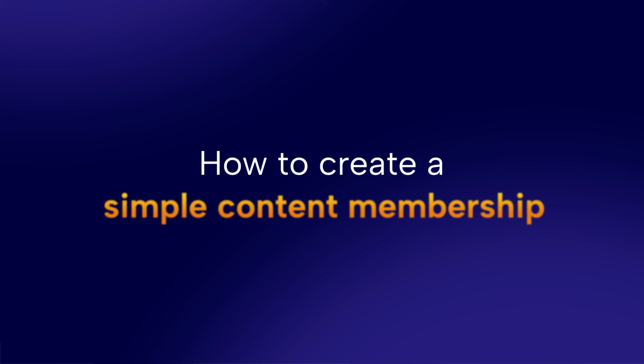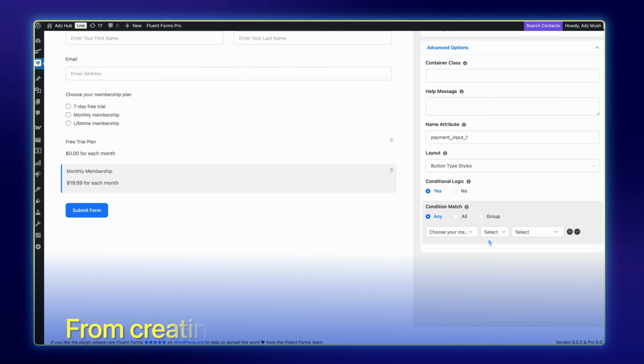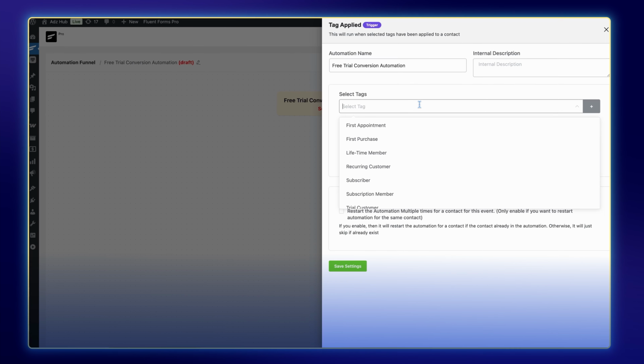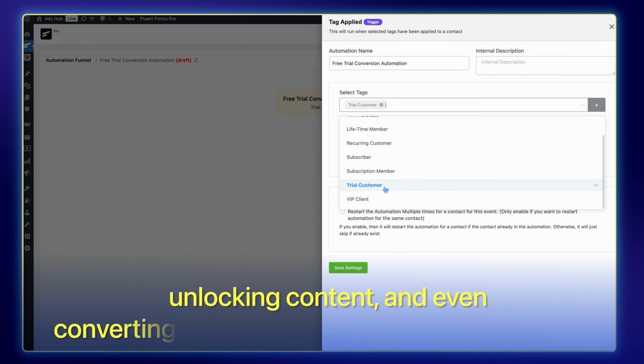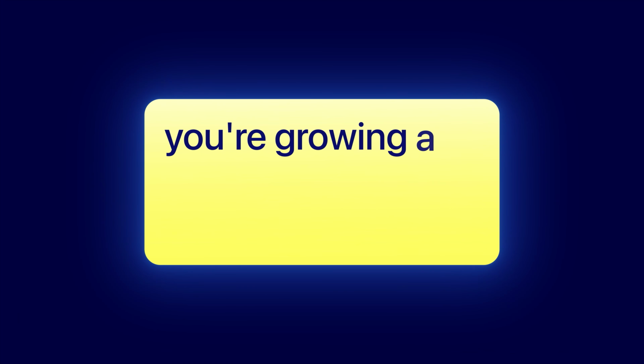In this walkthrough, I'll show you exactly how to create a simple content membership using FluentForms and FluentCRM. From creating the sign-up form to tagging users, unlocking content, and even converting free trial users into paying members, everything you need to run a content membership site successfully is covered in this detailed tutorial. Whether you're growing a business, building a course, or creating content that matters, this walkthrough has something for everyone to scale. So let's explore the smarter and simpler way together.